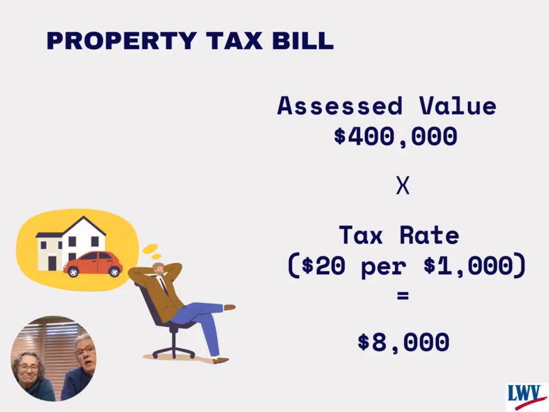So now that we have our theoretical $20 per $1,000 of property value tax rate, let's take an example. Let's assume that your house was worth $400,000. You would take 400, which is the number of thousands that there are in the value of your house, and multiply that by the rate, $20, and you'd come up with $8,000, which would be your property tax for the year.